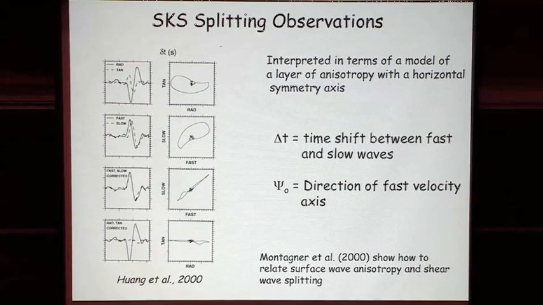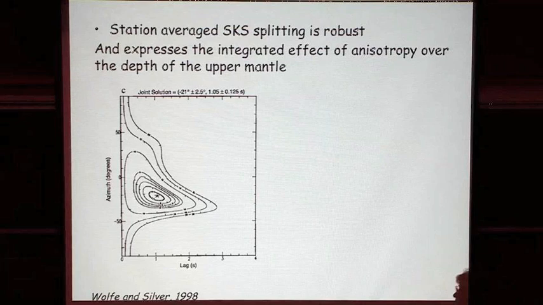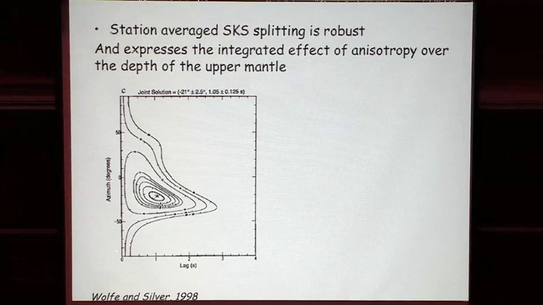And so the two parameters here are the time shift between fast and slow waves and the direction of the fast velocity axis. Okay. And if you have many data from different azimuths, you would typically plot this kind of time lag versus the azimuth corresponding to the fast axis, and you will get an optimal value, couple of these two parameters, which will give you your solution.